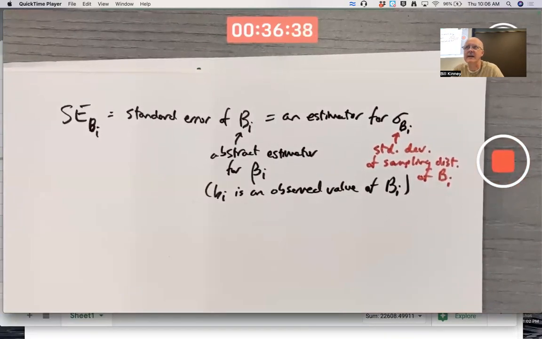You don't have to put the word sampling in there. Our book doesn't. It just says distribution. But you should know many people do put the word sampling in there. And it's a good reminder of the fact that this is based on a random sample. Standard deviation of the sampling distribution of B sub i. Some number, and this is an estimator for it.